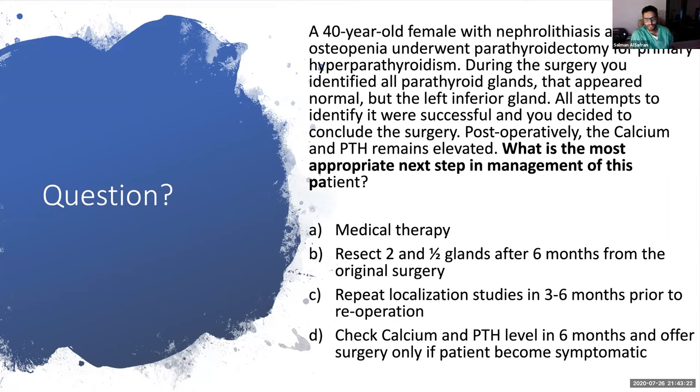All right, almost 60% has the correct answer, C is the correct answer. So I just need to point out one thing here, okay? Failure to identify a parathyroid gland is not shame. It happens to all of us. You do enough surgery, it's gonna happen to you. You shouldn't be ashamed. It's gonna happen.